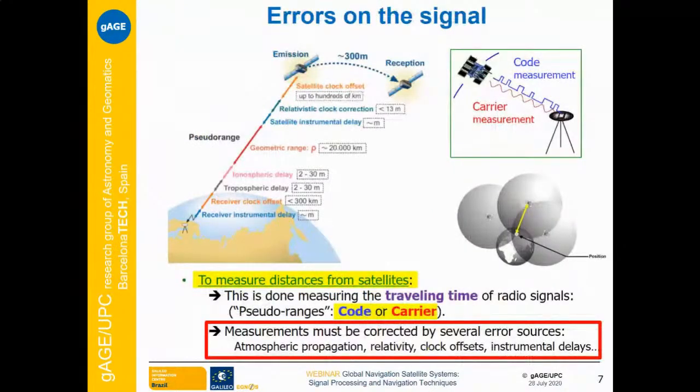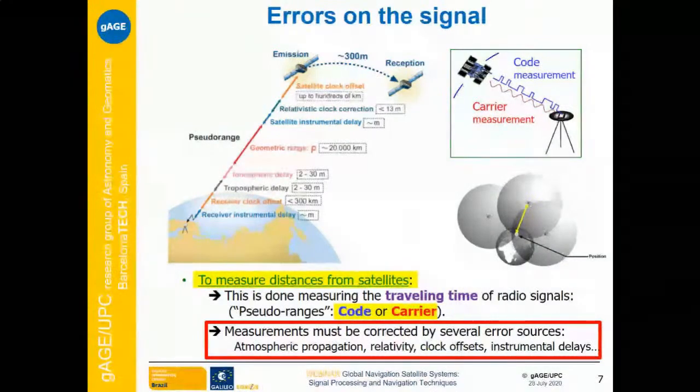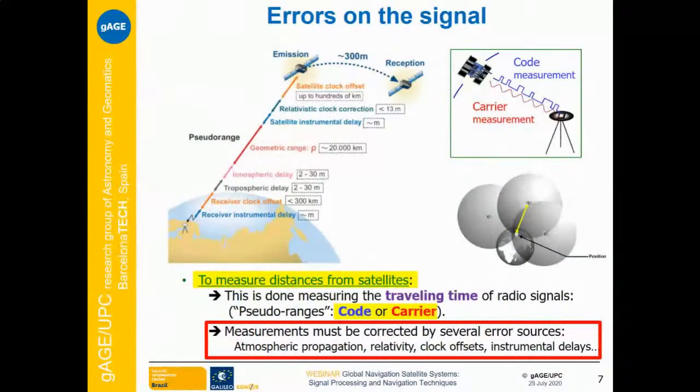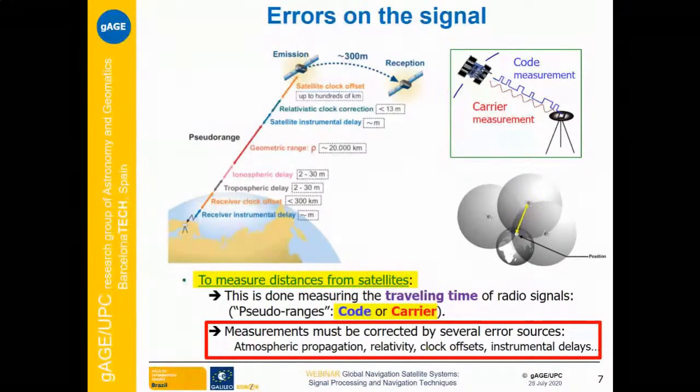And this, we need to talk about the errors on the signal. We have seen this dispersion of the points. The points are not all of them in 0. And we will talk now about what are the reasons that explain these errors.